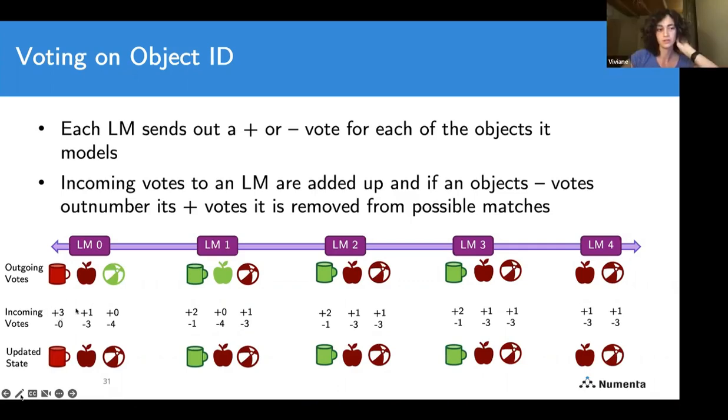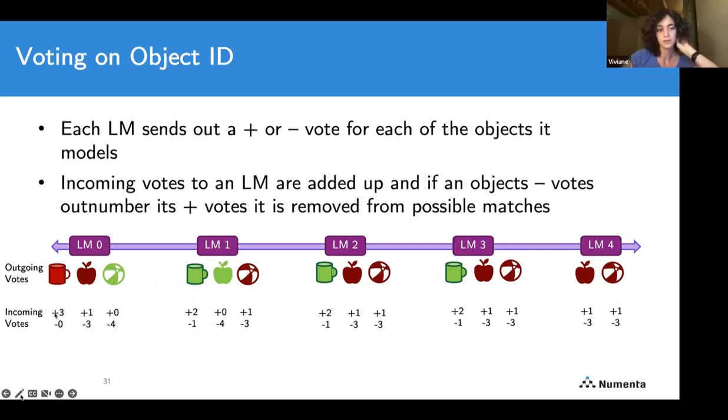Yeah, so learning module 0 receives 3 plus votes for the cup from learning modules 1 to 3, and no minus votes for cups. And it receives 1 plus vote for the apple from LM1 and 3 minus votes for the apple from the other 3, and so on.